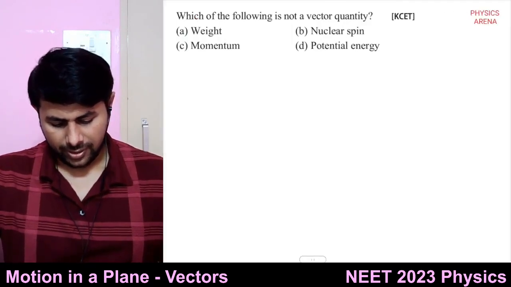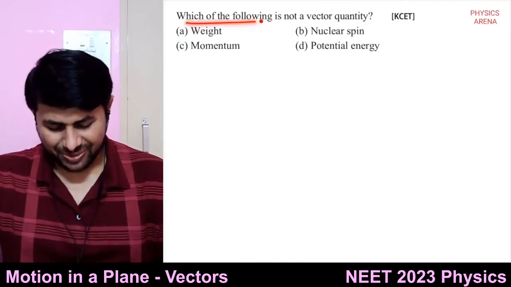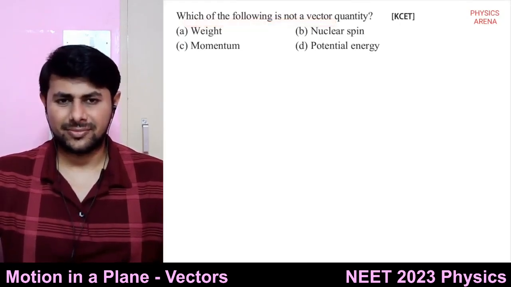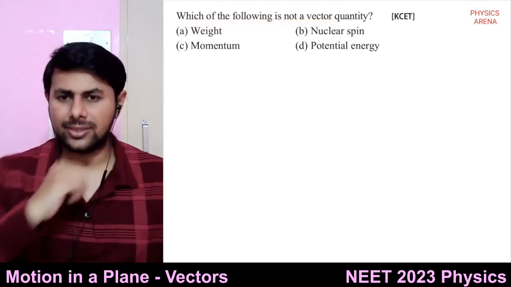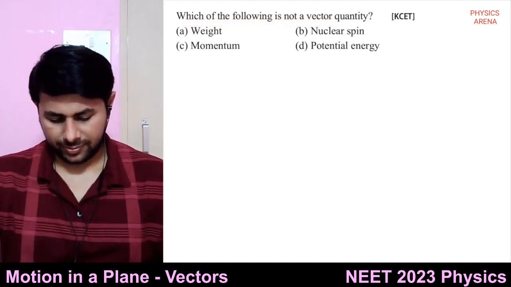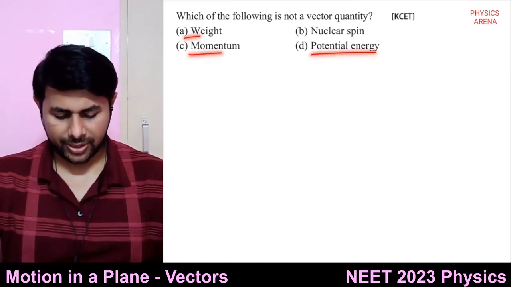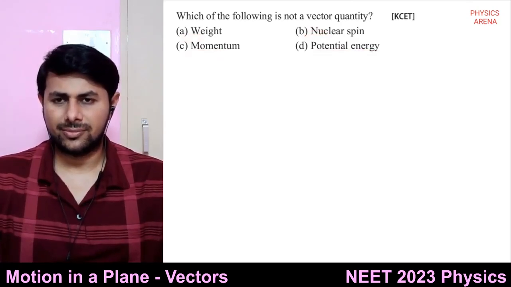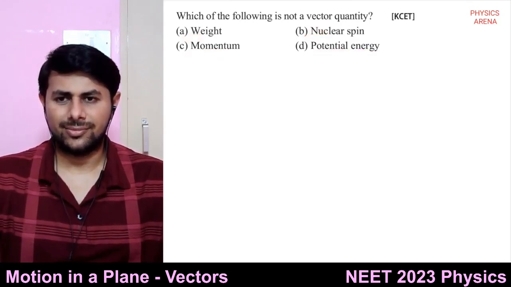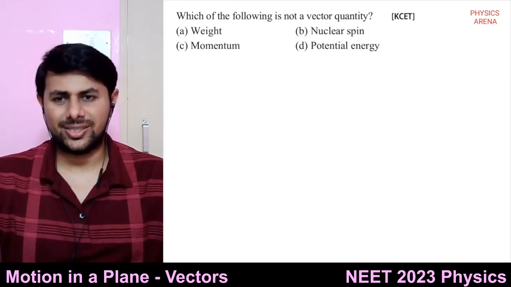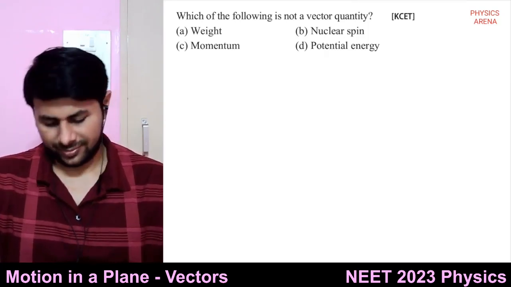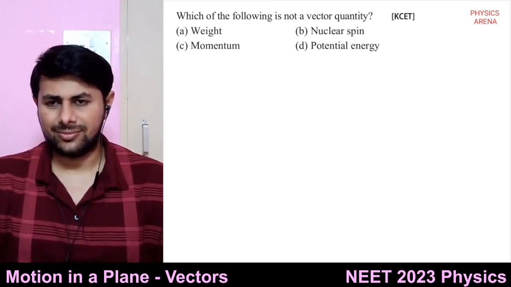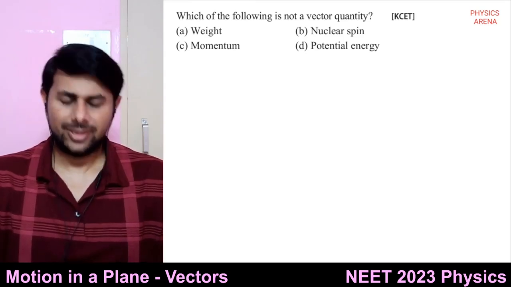Okay, next one. Which of the following is not a vector quantity? Tell me, which one of these is not a vector quantity? Weight, momentum, potential energy, nuclear spin. Which one? Potential energy is the answer. Energy is a scalar quantity. Spin is a vector quantity.